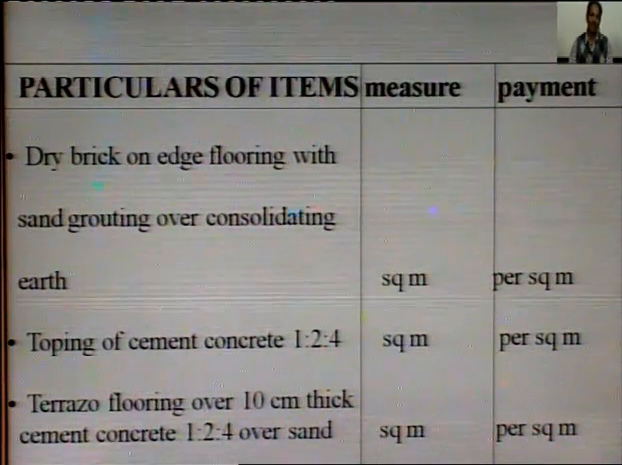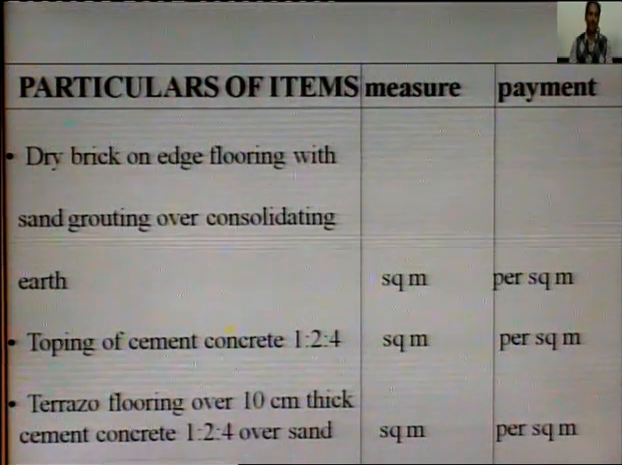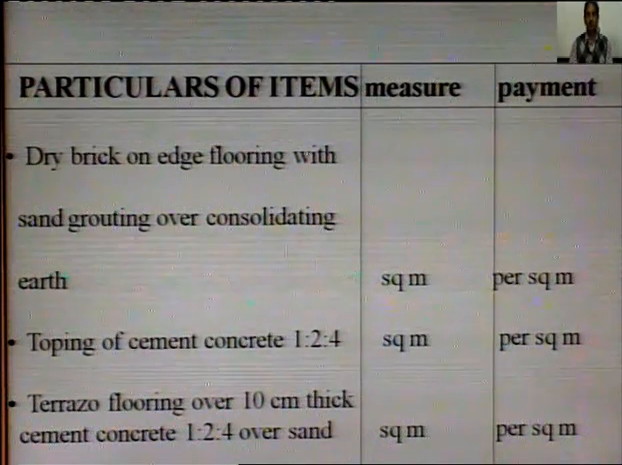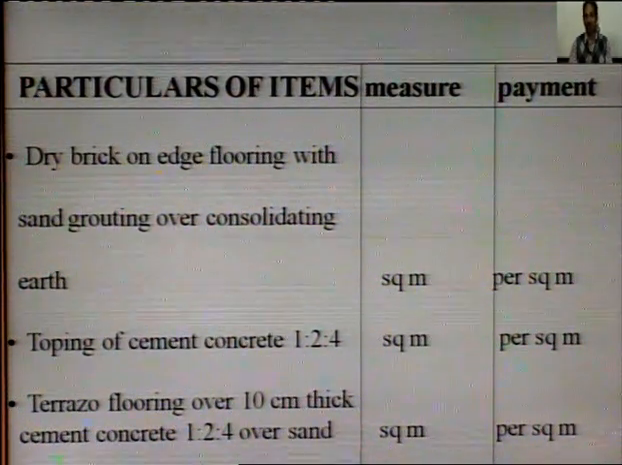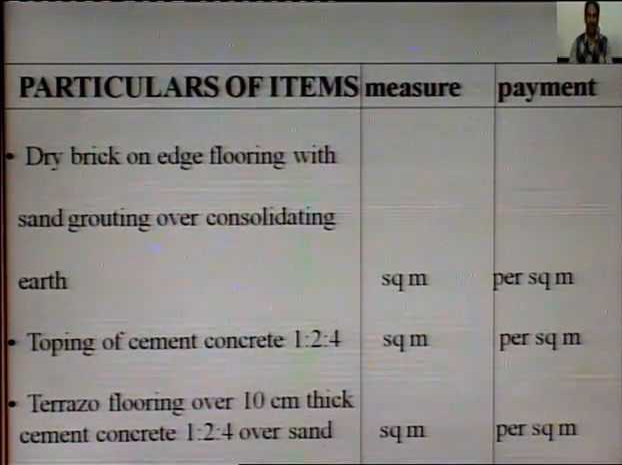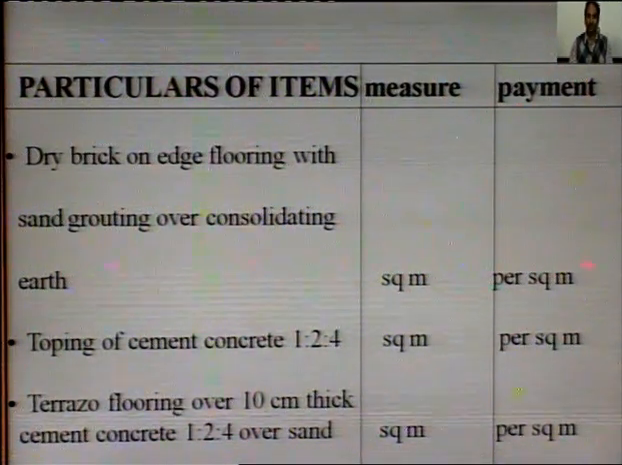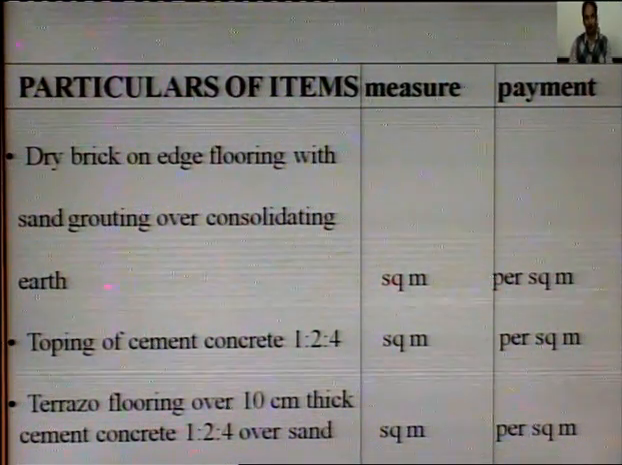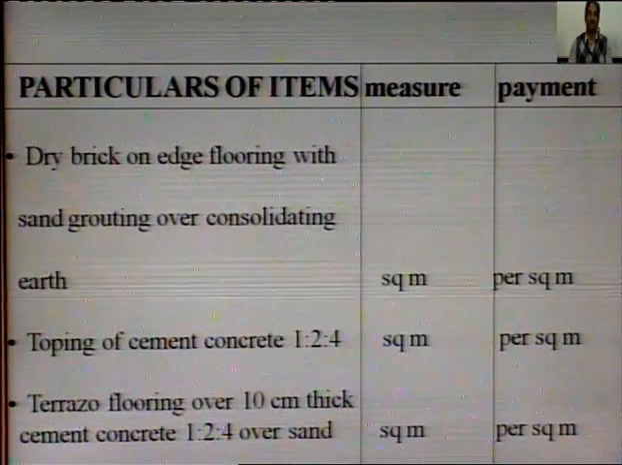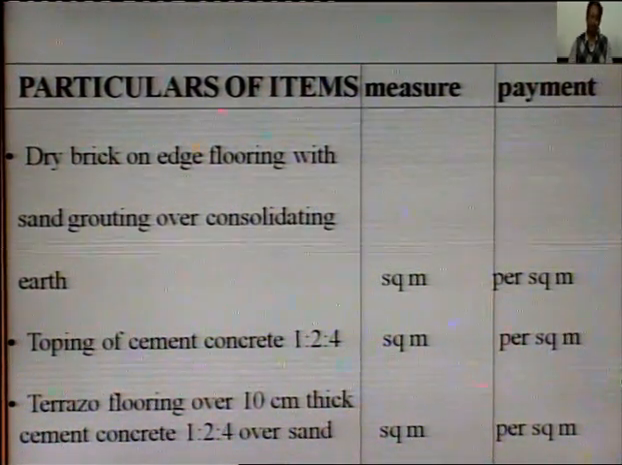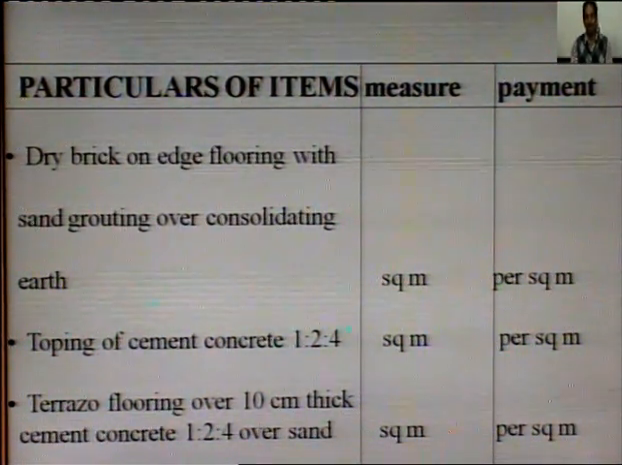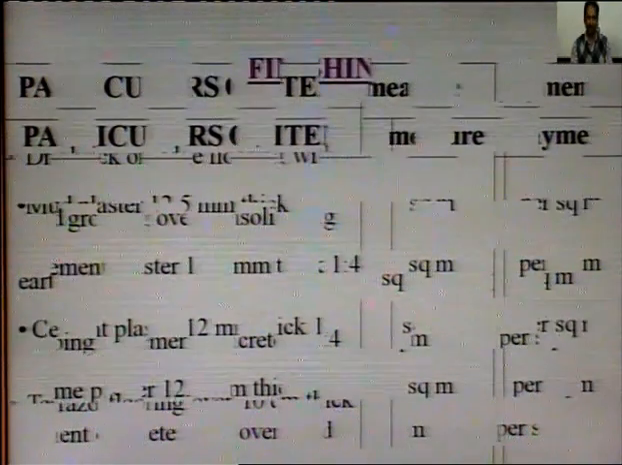So, in the case of terrazzo flooring, first is concrete bed in the room. This is in the ratio 1:8:16, one part cement, 8 parts sand, 16 parts brick ballast, and then over a thick layer of cement concrete 1:2:4, and then you provide the terrazzo flooring material, meaning marble chips plus white cement or any other pigment cements are used in the case of terrazzo flooring. So, your unit of measurement is square meter and your payment is per square meter.